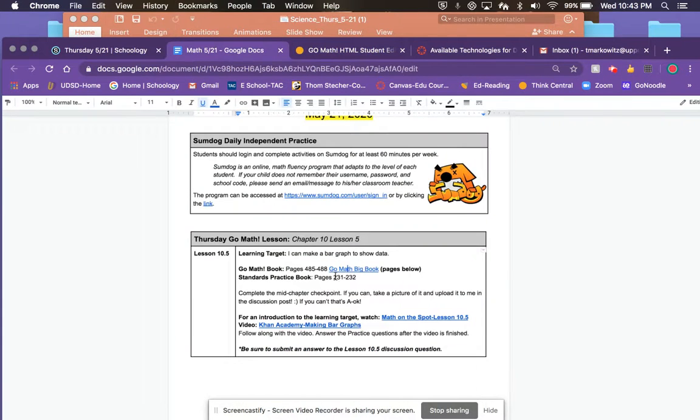So if we go back in, you also have 231 and 232 in your skinny book. Okay, similar situation that you're working with the bar graphs.